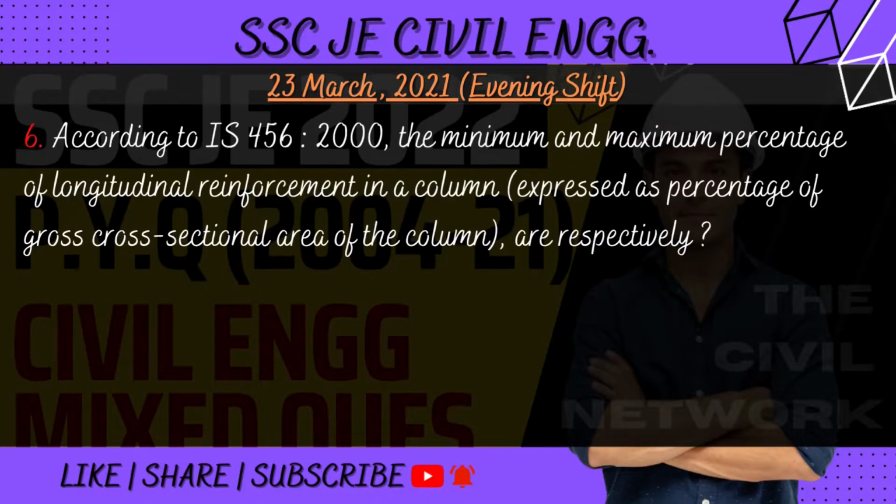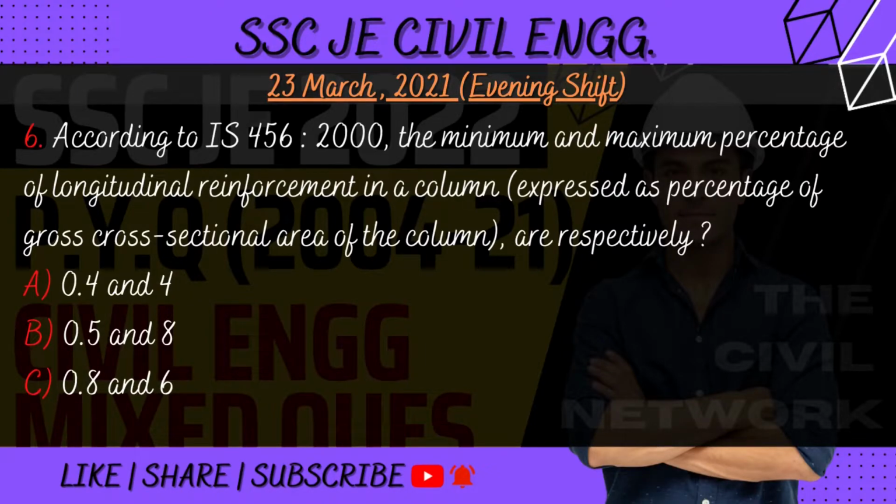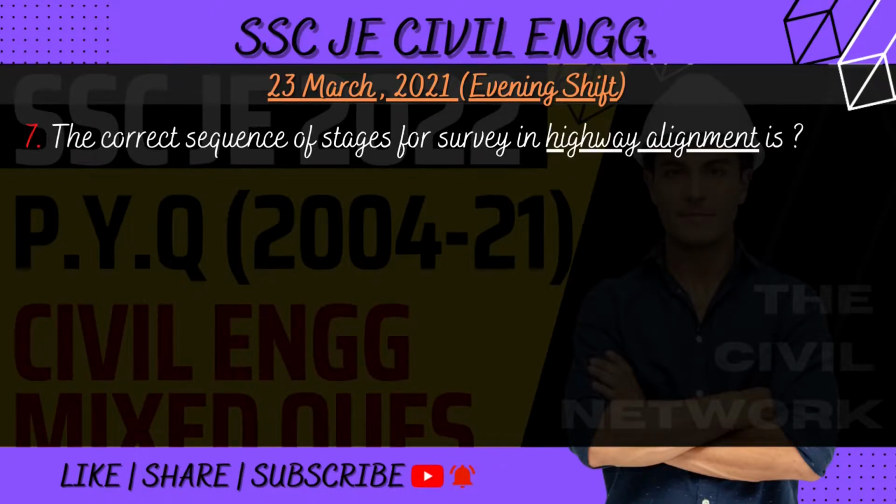Question number 6. According to IS 456-2000, the minimum and the maximum percentage of longitudinal reinforcement in a column expressed as percentage of gross cross-sectional area of the column are respectively. Options are A. 0.4 and 4, B. 0.5 and 8, C. 0.8 and 6, D. 1 and 10. So the correct answer is option C, 0.8 and 6.